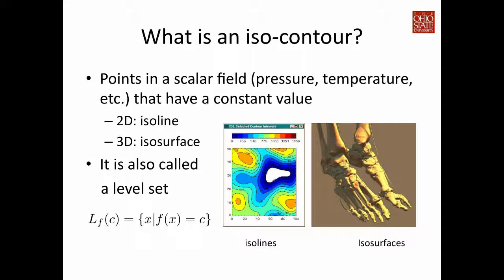So the equation at the bottom is the definition. A level set or isocontour C is a collection of points x where the scalar function f of x is equal to c, and c is a constant. If you change the constant value c, you're going to receive different isocontours.